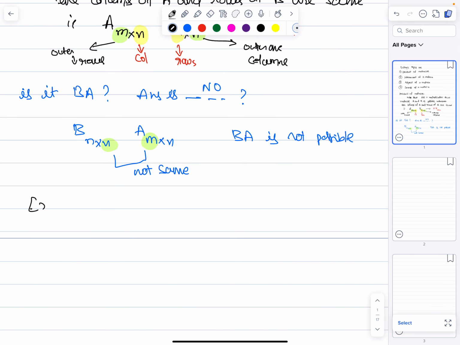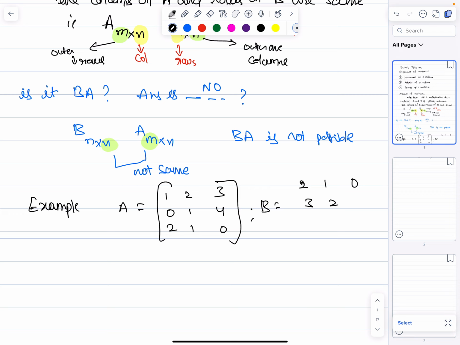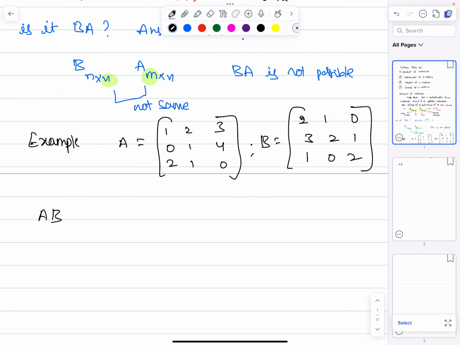Let me take, suppose A is equal to 1, 2, 3, 0, 1, 4, 2, 1, 0 and B is equal to 2, 1, 0, 3, 2, 1, 1, 0, 2. Now, I am calculating AB. Here, AB and BA both are possible. That is, here these are 3 by 3 and 3 by 3 matrices. If you take AB, the innermost ones are these. If you take BA, the other one also same. Therefore, it is possible. What is AB?